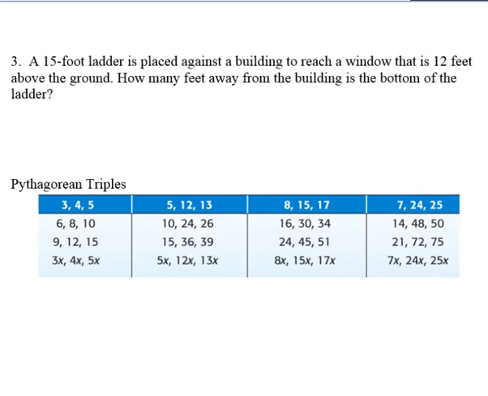Next problem is what we call an application problem. We're basically putting Pythagorean theorem to use in a word problem. It says a 15-foot ladder is placed against a building to reach a window that is 12 feet above the ground. How many feet away from the building is the bottom of the ladder? Please read these carefully and think realistically about when you're setting them up. A 15-foot ladder is placed against a building.